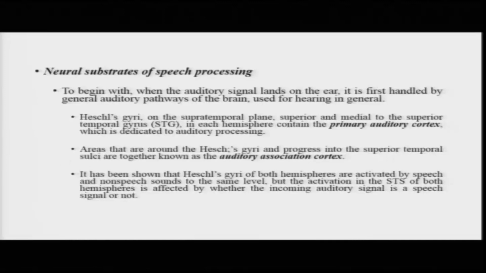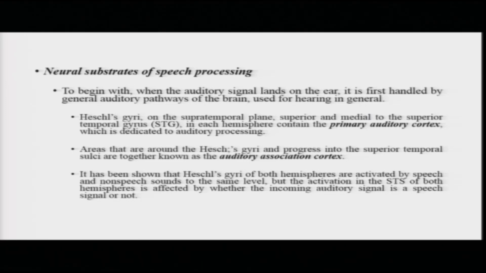So, we have to see which areas of the brain are doing it. Let us now look at which areas of the brain are helping us do phoneme perception, or helping us figure out word boundaries and so on. To begin with, when the auditory signal first lands on the ear, it is handled by the general auditory pathways of the brain. There are particular pathways in the brain which are tuned to listen to whatever sounds are being created. One of the most important areas is the Heschl's gyri.